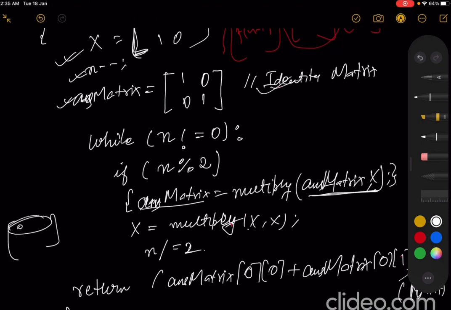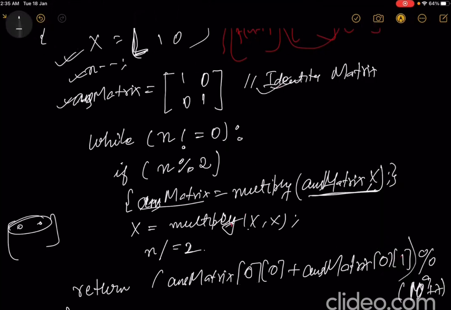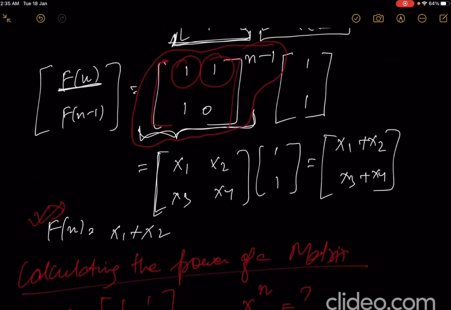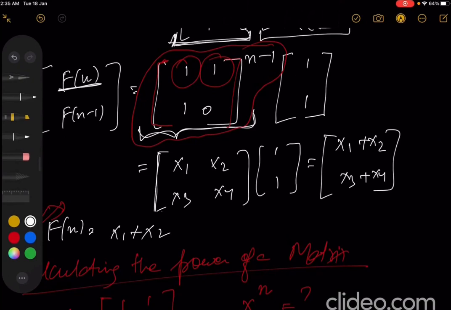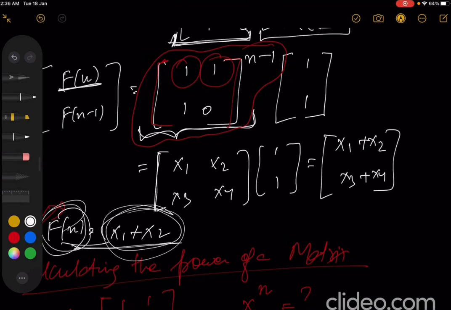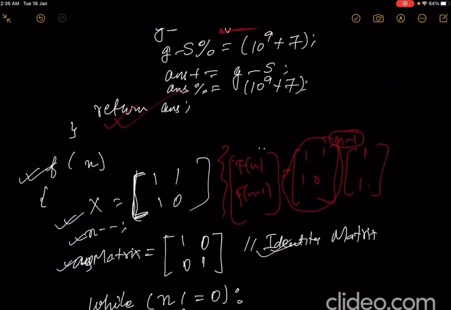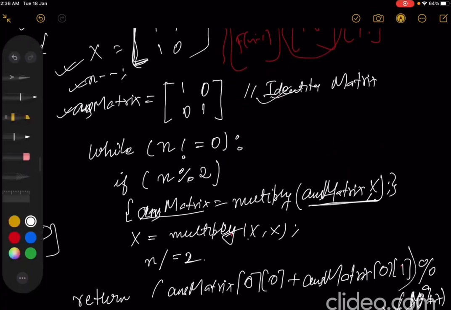At the end we return the sum of the first two elements of the resultant matrix, taken modulo 10 to the power 9 plus 7, because as you would have seen in the solution, we derived that f(n) is equal to x1 plus x2. So here, the nth Fibonacci number is equal to x1 plus x2, where x1 and x2 are the first row elements in the resultant matrix, this matrix raised to the power n minus 1. If you get a resultant matrix like this, you simply find the sum of the first row elements. That's why we are adding those two elements and finally returning.